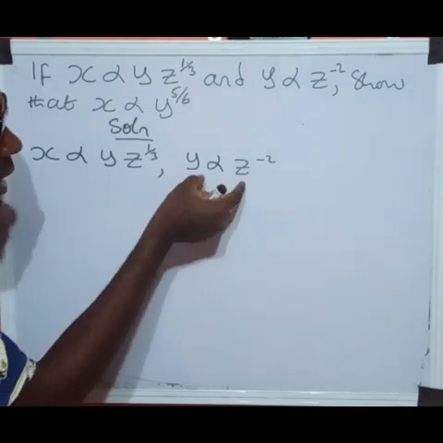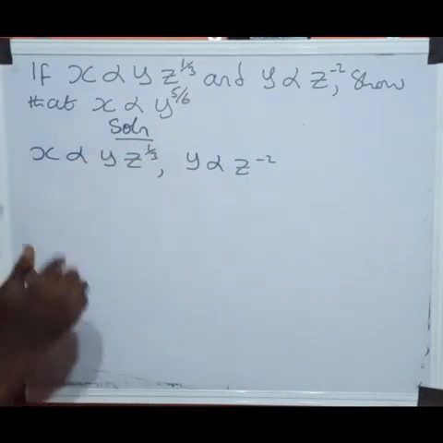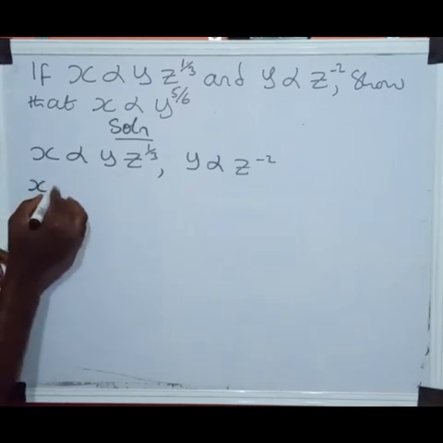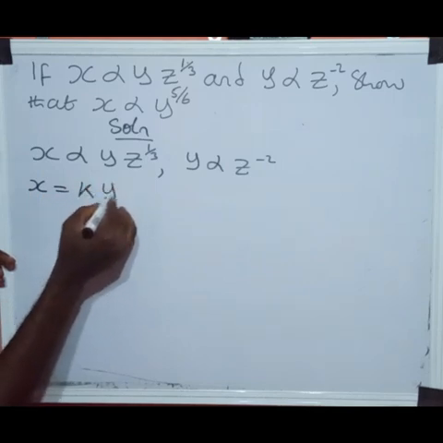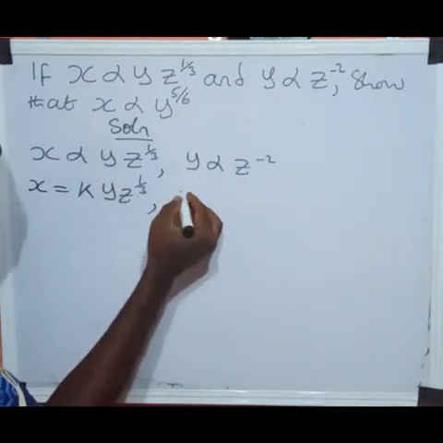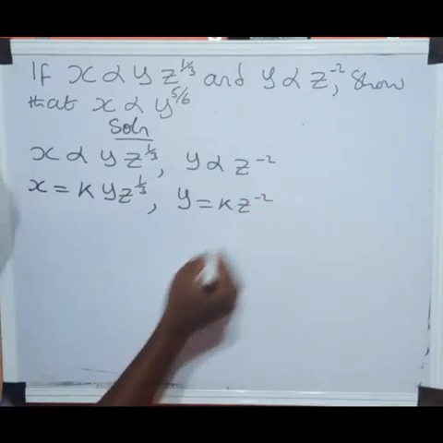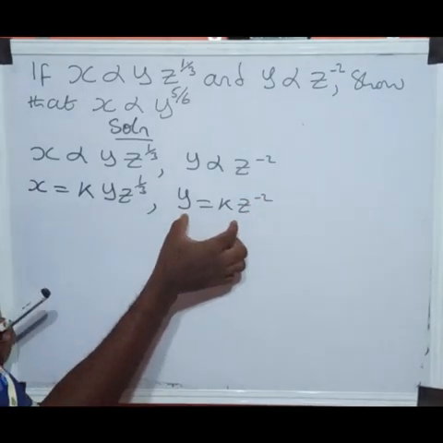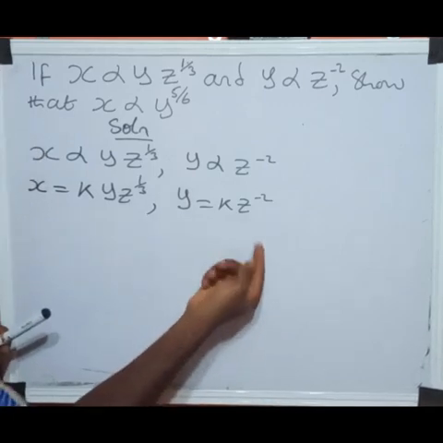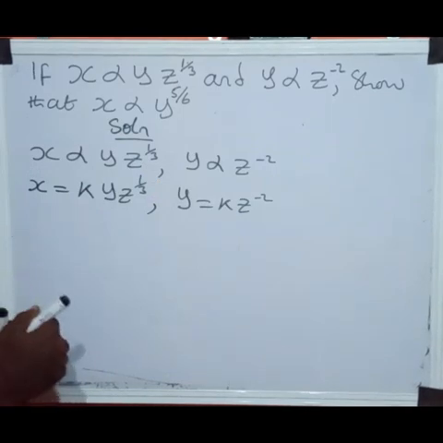By trying to get the relationship between y and z to replace this z with y, so that we just have y here. So you remember that if we change this to equality sign, we are going to have x equals k y z raised to the power 1 over 3. And if we change this also to equality sign, we have y equals k z raised to the power minus 2. If this is the relationship between y and z, we want to replace this z. So we are going to make z the subject of the formula here, so that we will substitute it here and eliminate z. That is what we are going to do.